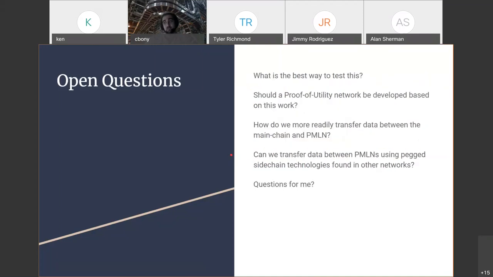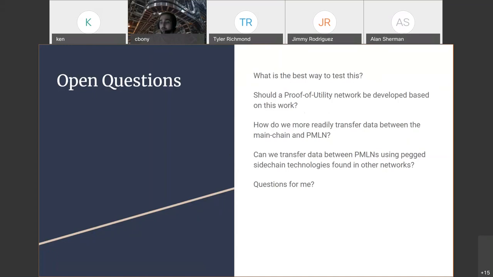But I still have quite a few open questions because this is a work in progress and I don't plan to have it done until next year. And one of the fundamentals is, what's the best way to test this? Do I try to build a proof of utility network? That feels like a lot of work and it feels like not just one step. So I think I don't, but I'm not exactly sure.